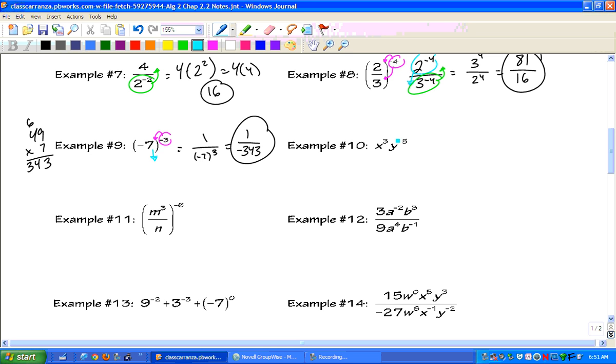All right, example number 10. X to the third, y to the negative fifth. Our exponent's negative. We're going to drop it down like it's hot. So x to the third, y to the fifth. We cannot simplify that anymore, so that's our final answer.